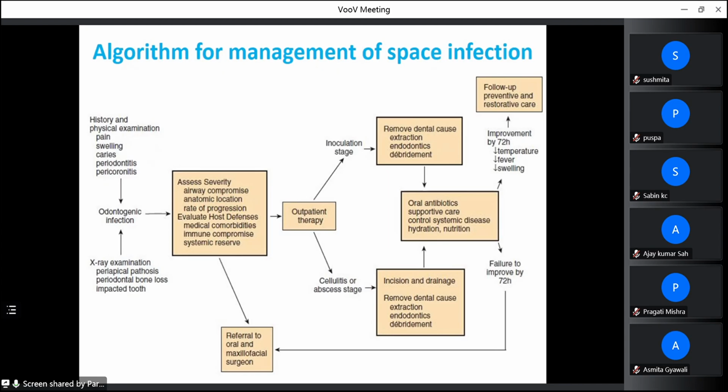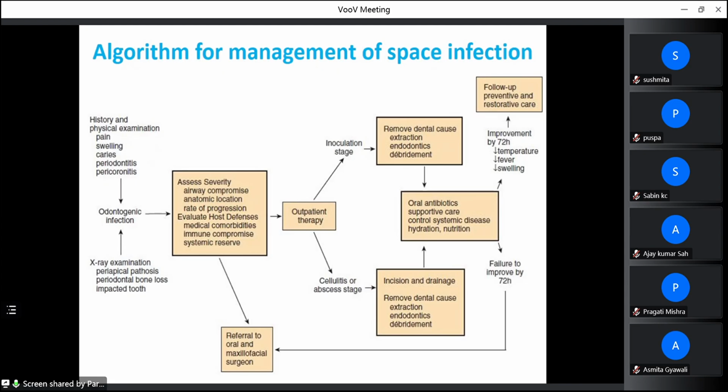If the patient is in the inoculation stage, remove the dental cause. Either extract hopeless teeth: if the tooth is not salvageable or non-restorable, you have to extract it. If it is salvageable, then do endodontic treatment and debridement, followed by oral antibiotics and supportive care: control of systemic disease, hydration, and nutrition.